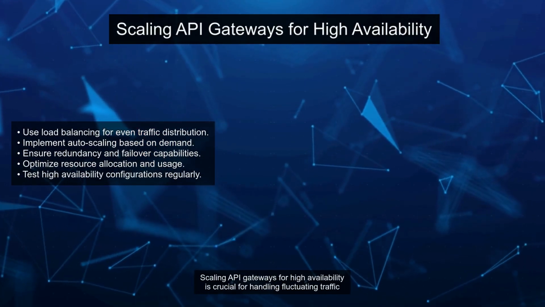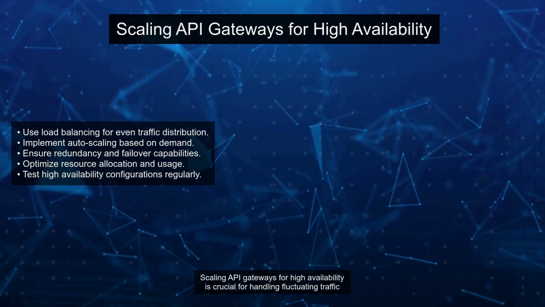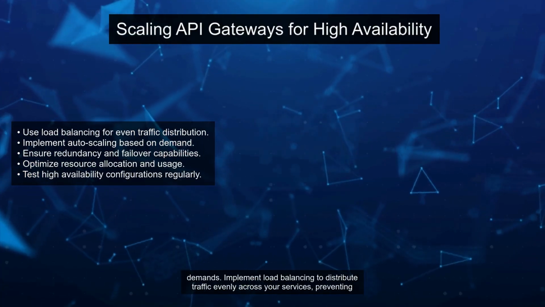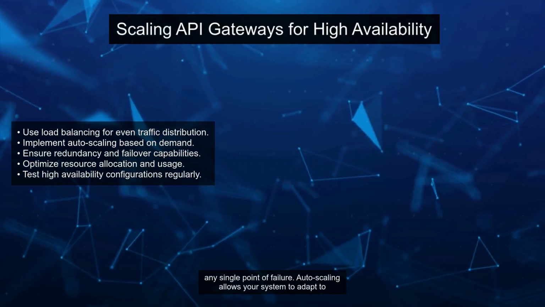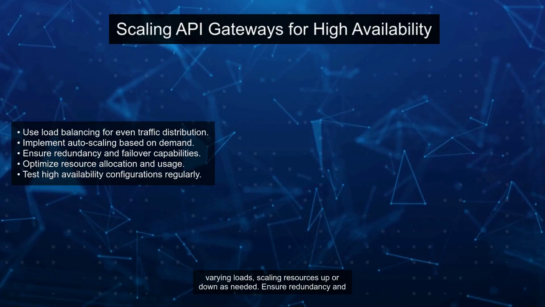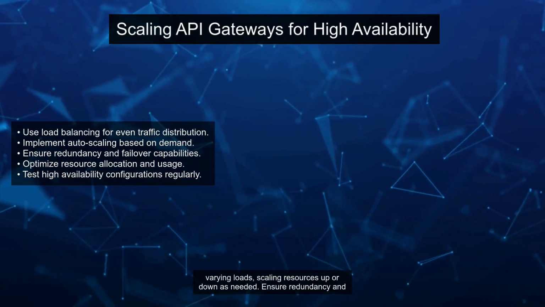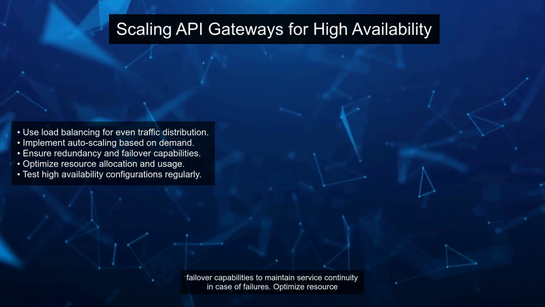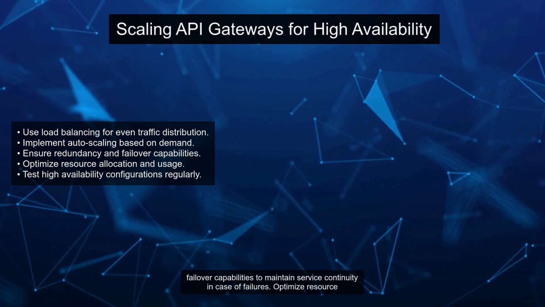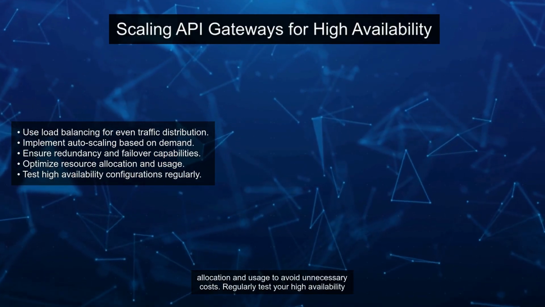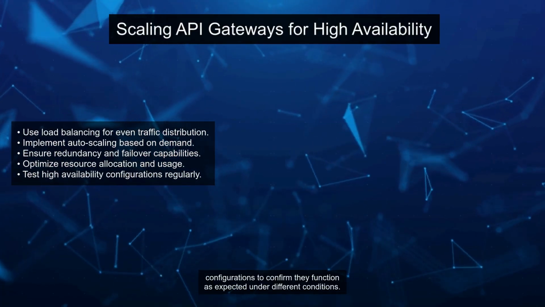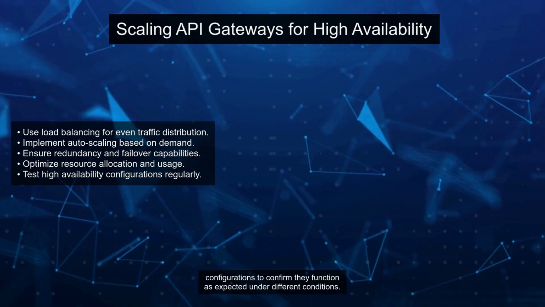Scaling API gateways for high availability is crucial for handling fluctuating traffic demands. Implement load balancing to distribute traffic evenly across your services, preventing any single point of failure. Auto-scaling allows your system to adapt to varying loads, scaling resources up or down as needed. Ensure redundancy and failover capabilities to maintain service continuity in case of failures. Optimize resource allocation and usage to avoid unnecessary costs. Regularly test your high availability configurations to confirm they function as expected under different conditions.